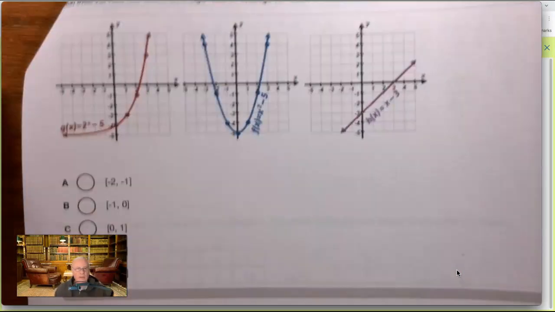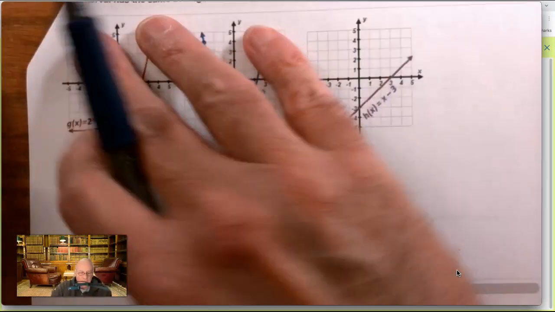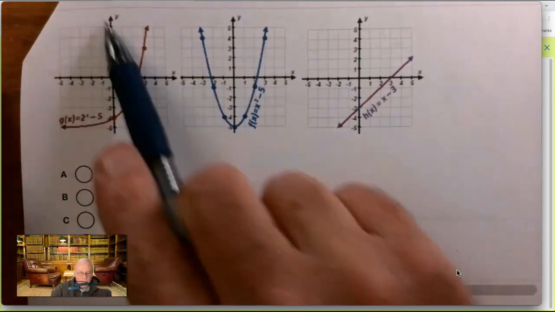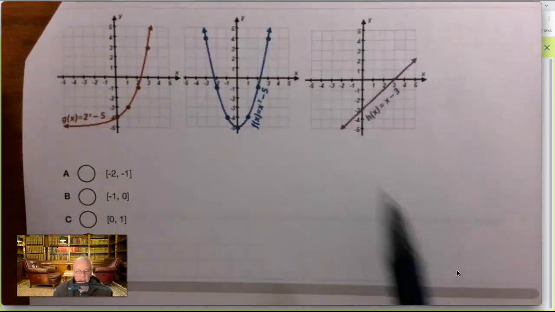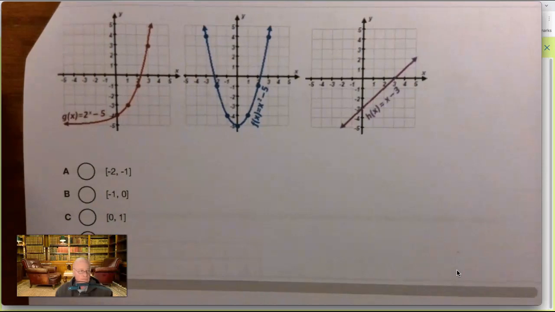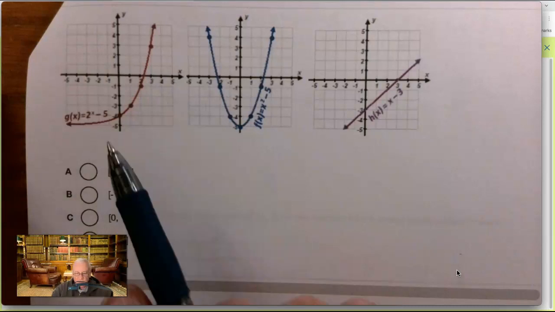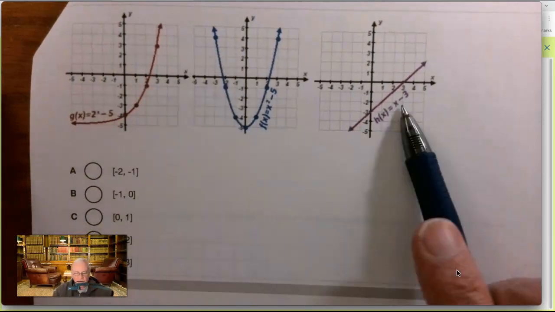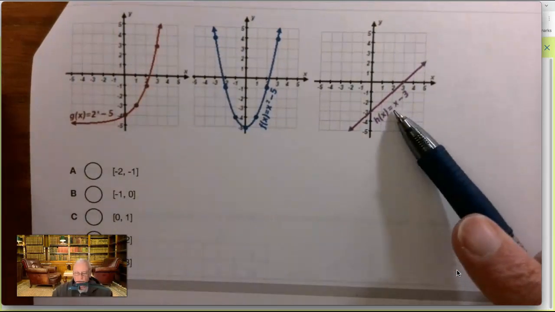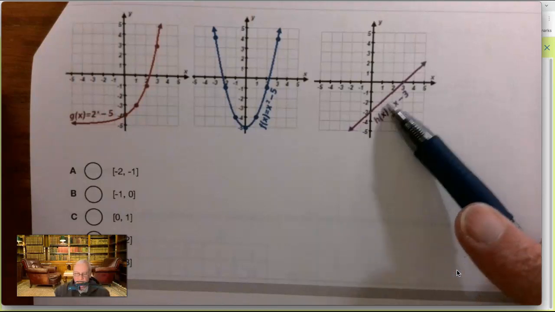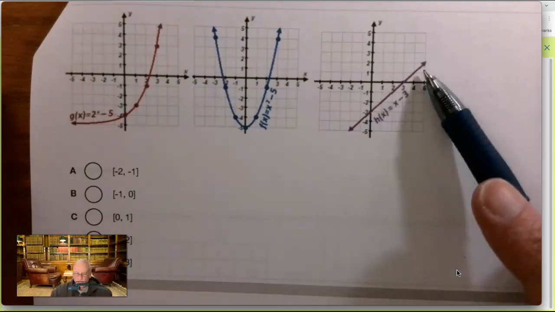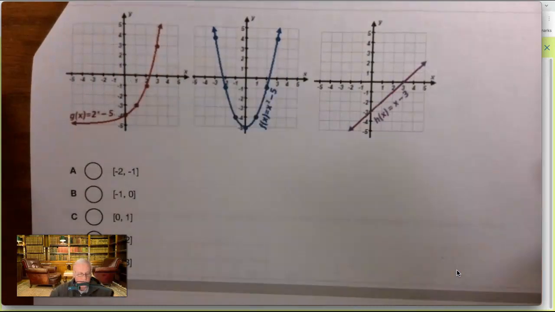This is kind of a weird problem, guys, I gotta admit. Which interval has the same average rate of change for each of these functions? Which interval of x here? The way to do this one is look at the linear first. This has a slope of 1. See, this rate of change is the same all the time. So we're looking for where these 2 have a slope of 1. What interval do these 2 have a slope of 1?